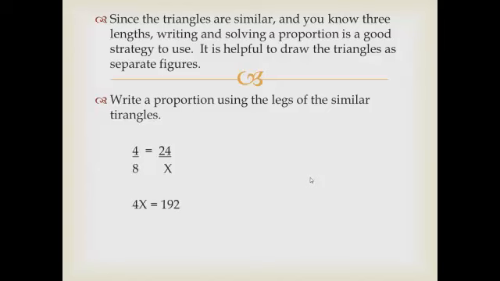We can cross multiply and we end up with 4 times x is 4x, and 8 times 24 is 192. Then we're going to divide both sides by 4. So we find out that x is 48 feet. So the height of the building is 48 feet. Pause the video at this time if you need more time to copy down any of the information.